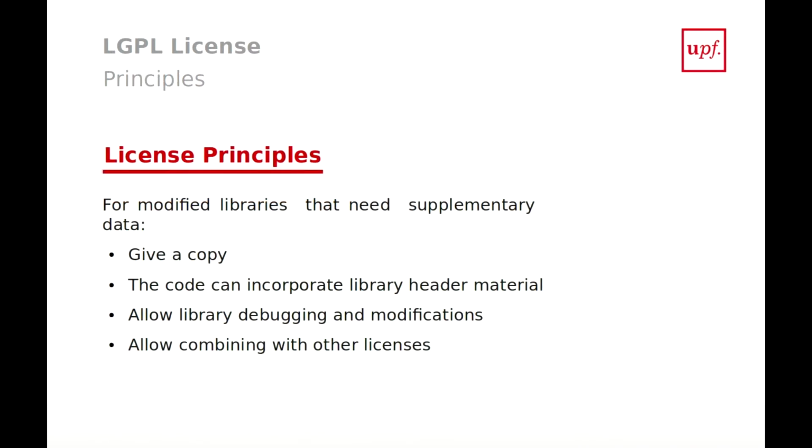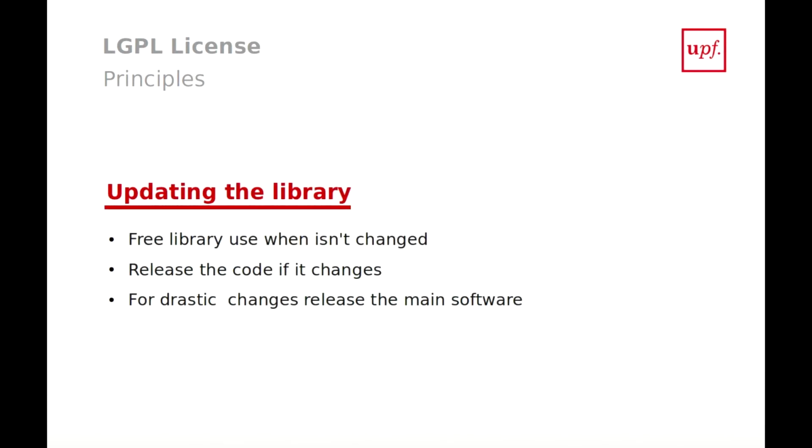License principles. The LGPL license is based on the copyleft concept of its predecessor, and its definition starts by indicating that it incorporates the terms and conditions of the GPL3, supplemented by the additional permissions listed below. If a copy of the library is modified and it needs data supplied by the application, it must be given, or it is necessary to ensure that it can work without it. The code can incorporate material from header files from the library without affecting the license. The final work must allow the debugging and modification of the library, and it can be combined with other types of licenses.